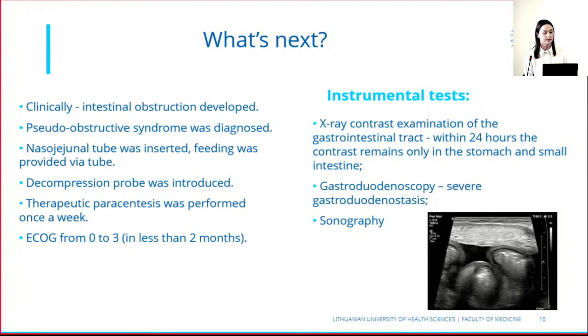Therapeutic paracentesis was performed once a week, and unfortunately her physical condition worsened significantly and her ECOG increased from 0 to 3. And also I would like to show how the patient's bowel looked in sonography. We see an extra layer of fibrosis.